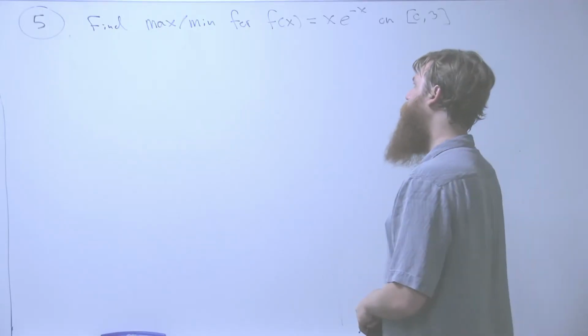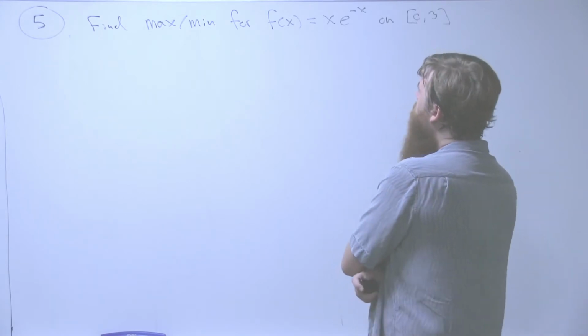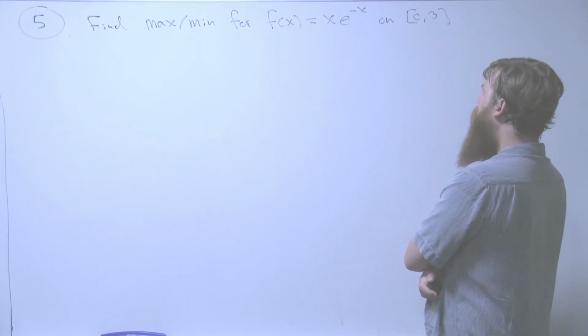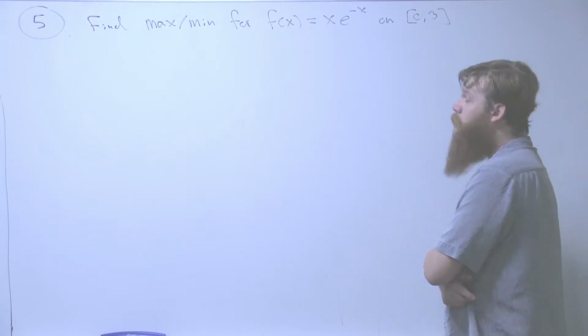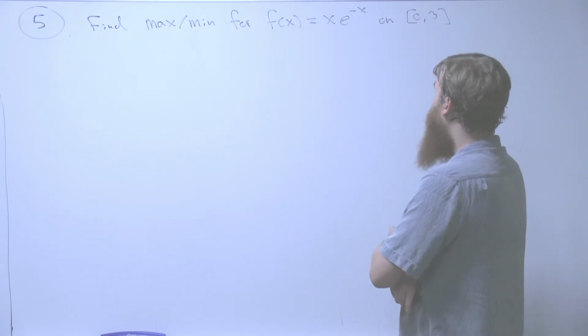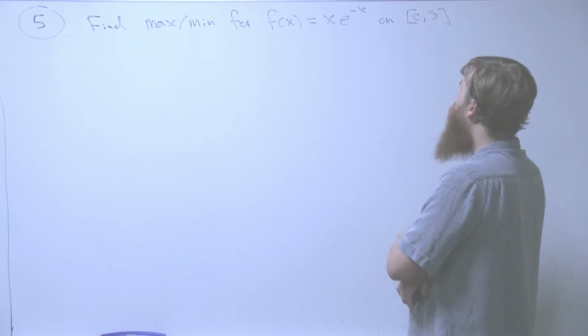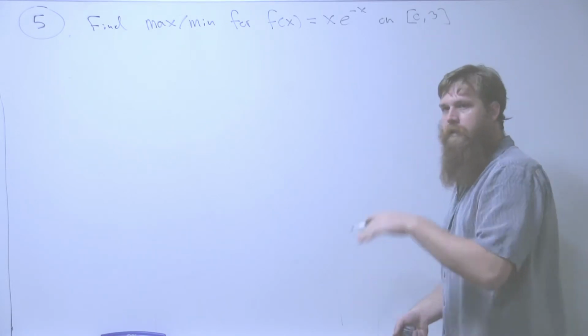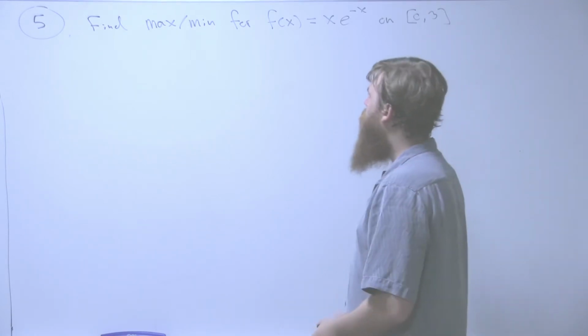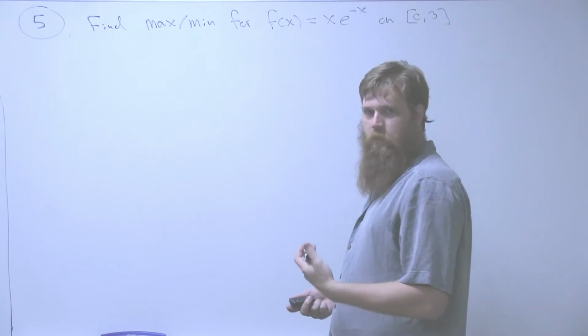Problem 5 asks us to find the maxima and the minima for the function f of x equals x times e to the minus x on the closed bounded interval 0, 3. That's an important theorem. It says that any continuous function on a closed bounded interval attains an absolute max and an absolute min. So we're looking for those.